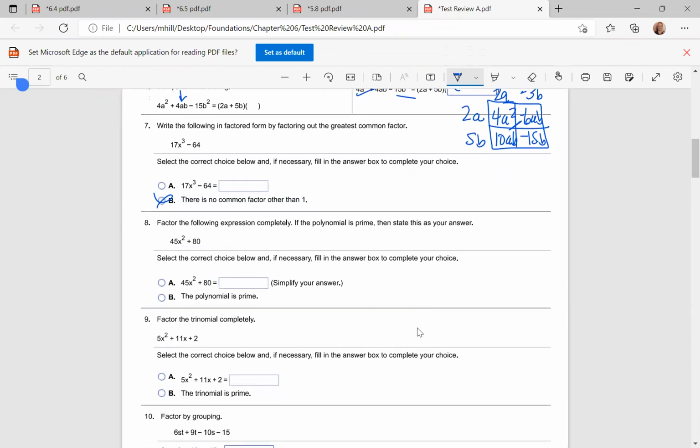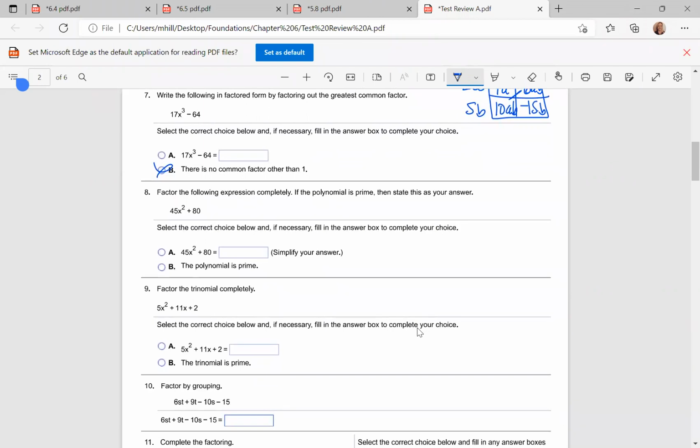Okay, number 8 says factor the following expression completely. If the polynomial is prime, then state that as your answer. So I'm kind of looking at the 45 and the 80 first. I can already tell that 5 goes into both of them because one of them ends in a 5 and the other ends in a 0. So I want to see if anything bigger than that goes into them. So I'm just going to start thinking 6, does 6 go in there, 45, no, 7, no, 8, no, 9, yes. 9 will go into 45 5 times, but 9 won't go into 80. So I think that we're done when we're talking about, we're going to factor out a 5.